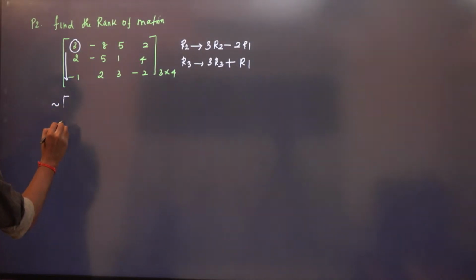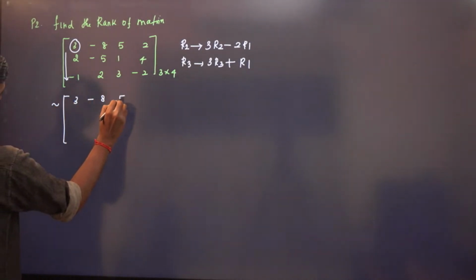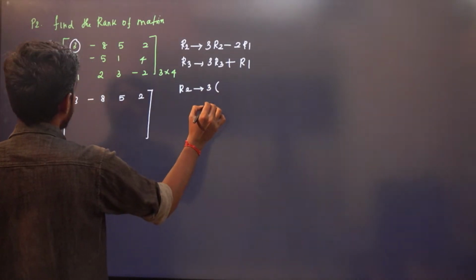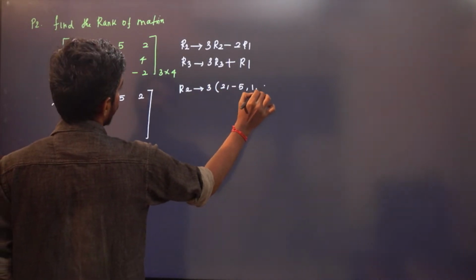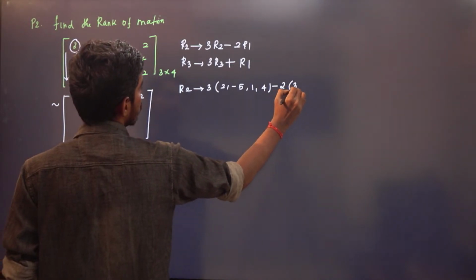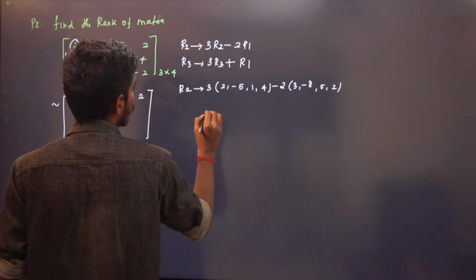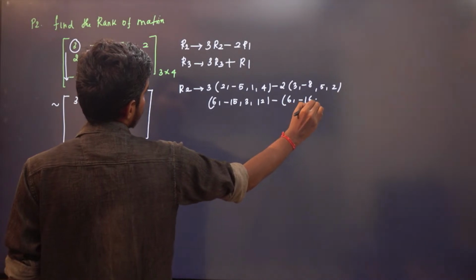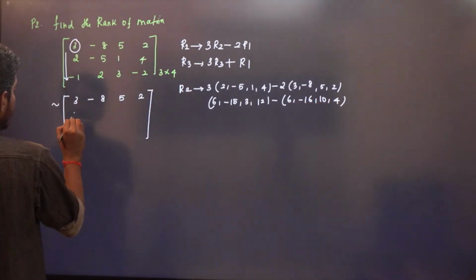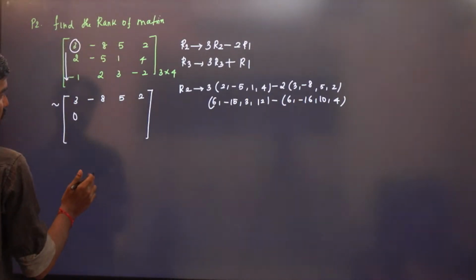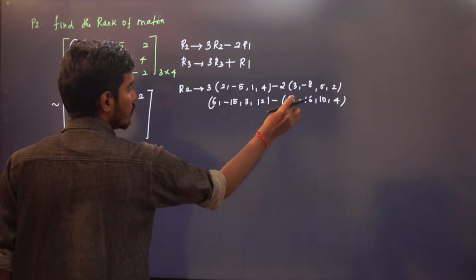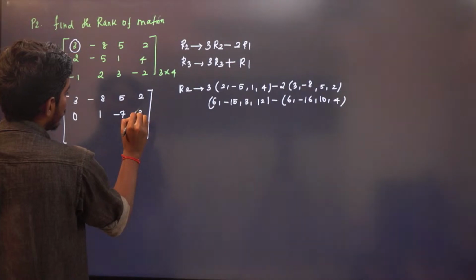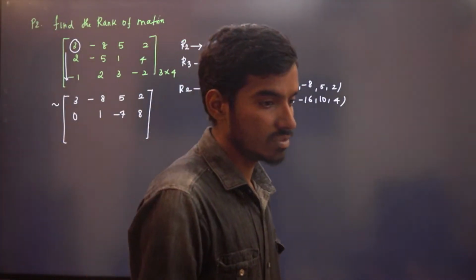So R1 stays as 3, minus 8, 5, 2. Now what is R2 transforming to? 3 times R2, which is 2, minus 5, 1, 4, minus 2 times R1, which is 3, minus 8, 5, 2. So this is 6, minus 15, 3, 12 minus 6, minus 16, 10, 4. So 6 minus 6 is 0. Minus 15 plus 16 is plus 1. 3 minus 10 is minus 7. 12 minus 4 is 8. Is it clear?